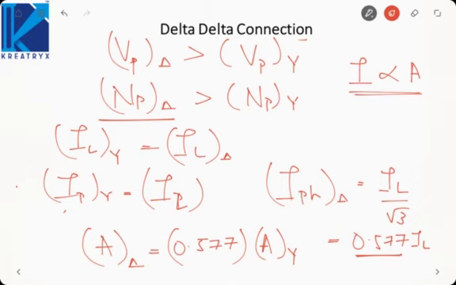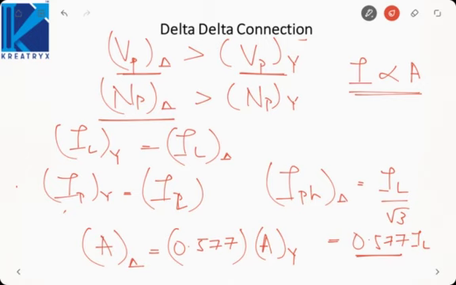So a delta delta connection requires more number of turns, but the winding is of a thin conductor. Okay, thin conductor and more number of turns are required in delta delta connection as compared to star star connection. Now we saw phase voltage in delta is more as compared to phase voltage in star. That means insulation requirement is more as compared to the star connection. So this connection can be used for low voltage and high current rating.